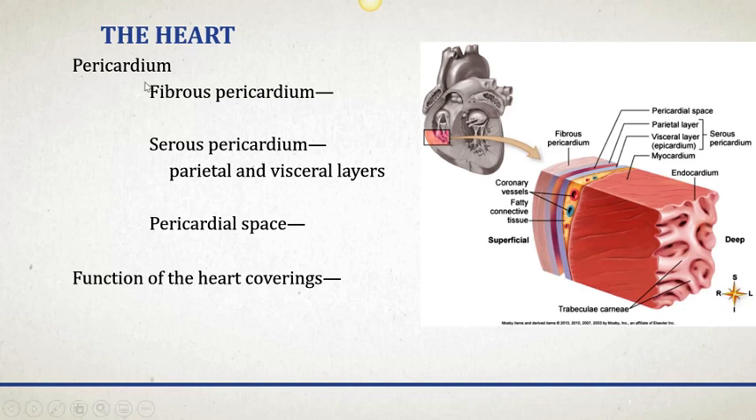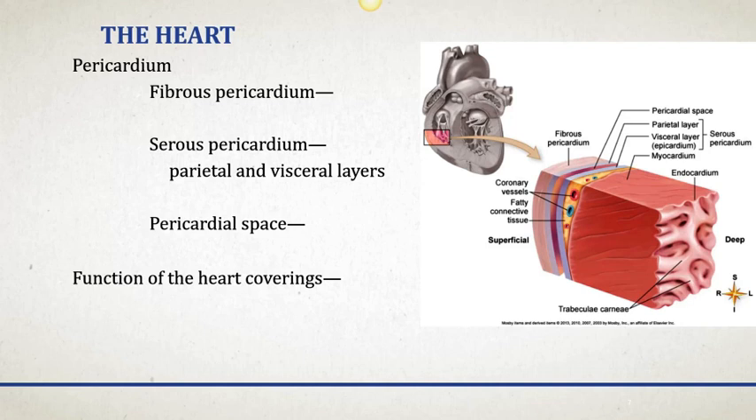The pericardium is talking about a sac of connective tissue that surrounds the heart. There's the fibrous pericardium, which is the outermost layer, and that's sometimes called the pericardial sac. Just underneath that layer is the parietal and visceral layer of the serous pericardium, and then there's pericardial space between them.